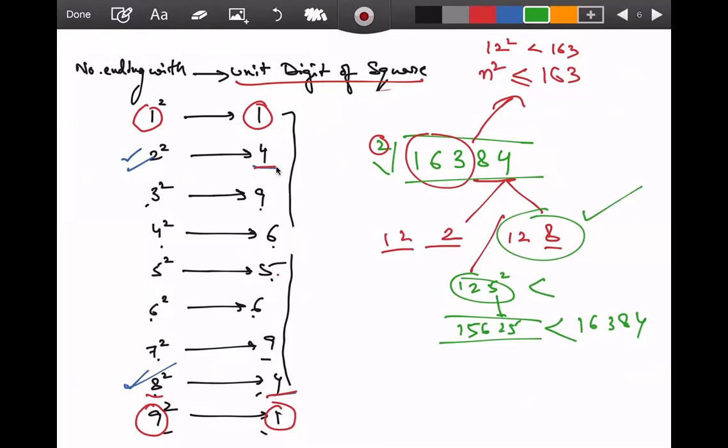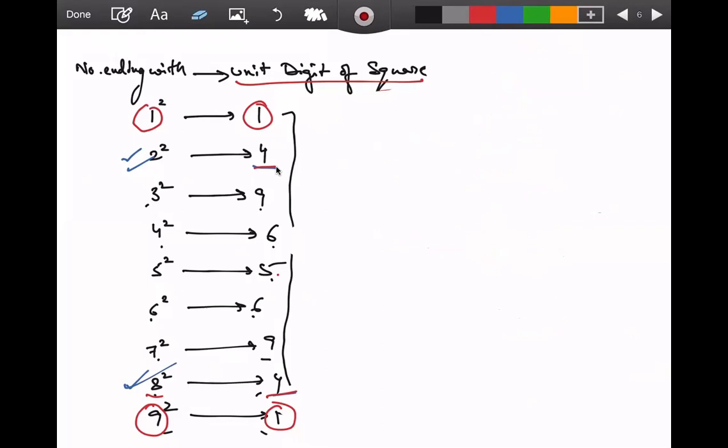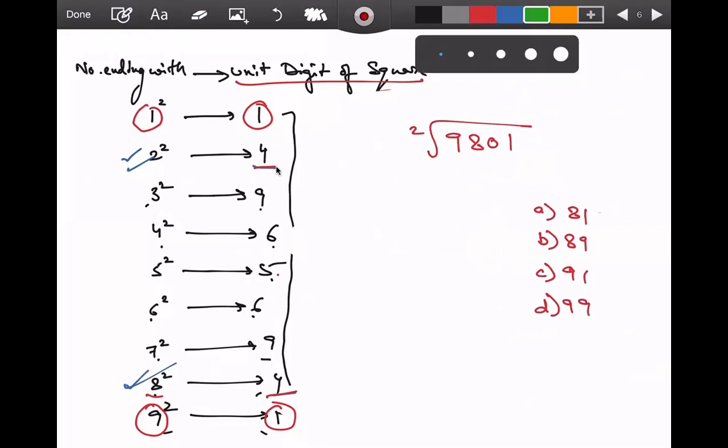For the last question, I'll show you how to use options to solve it, like without even this way. So suppose we have 9801. Okay. Option A is 81. Option B is 89. Option C is 91. Option D is 90. So first of all, I'll break the options. Matlab, I have 90 here.